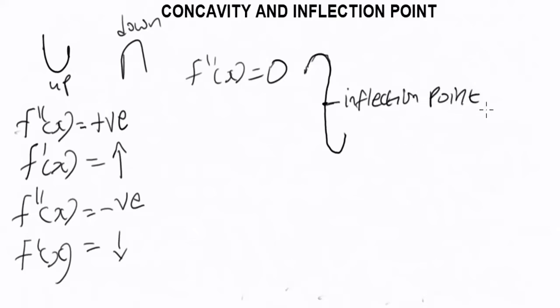Or the same thing with this graph. At this point, the concavity was up. At this point, the trajectory changed and it came down. So at this point, it is also known as the inflection point.